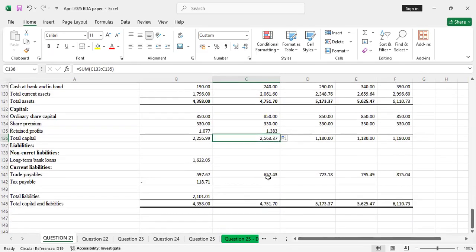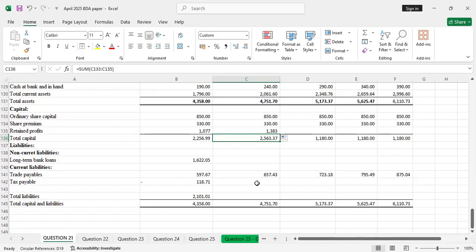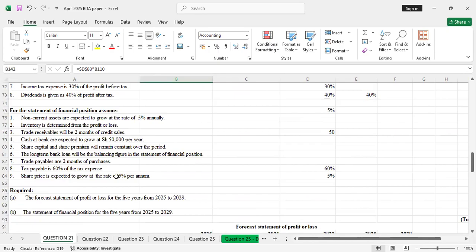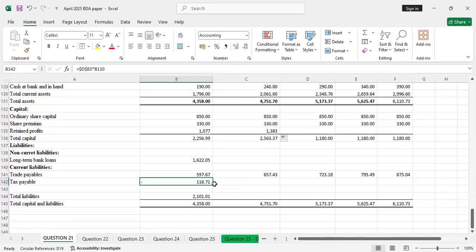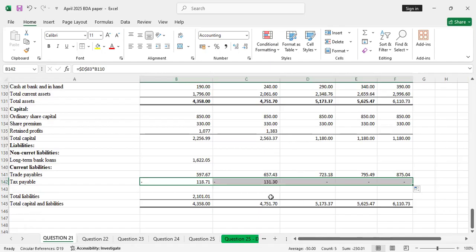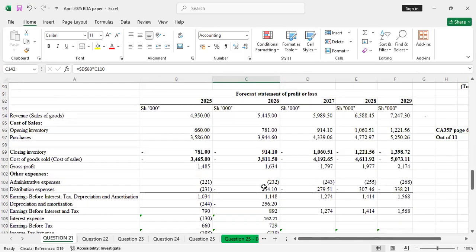Once it gives me that, tax payable, what am I supposed to calculate now that I have that? This tax payable was 60% of the income tax expense, because I locked that rate. I think I just have to drag so that it multiplies by B110. The next will be times B. Yeah, that's correct. It's C110. Yeah, C110, that's correct.